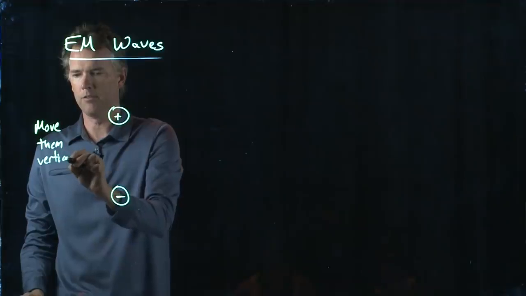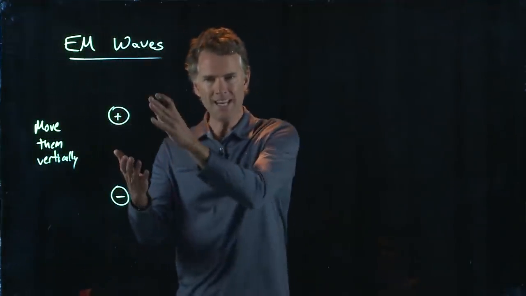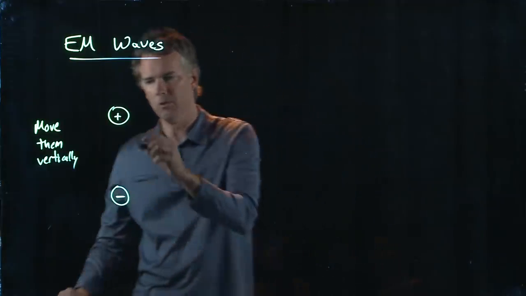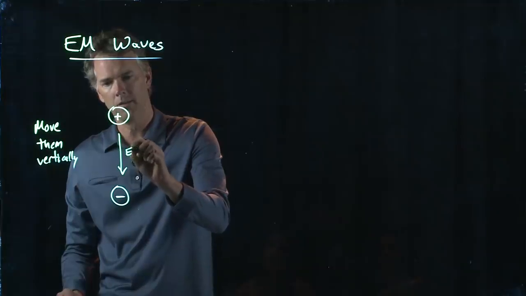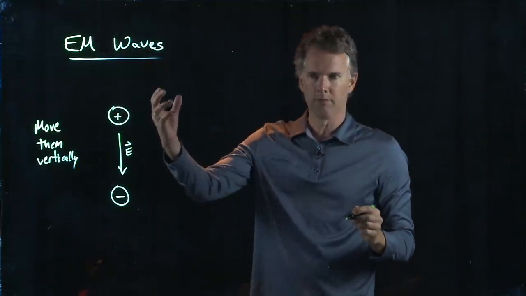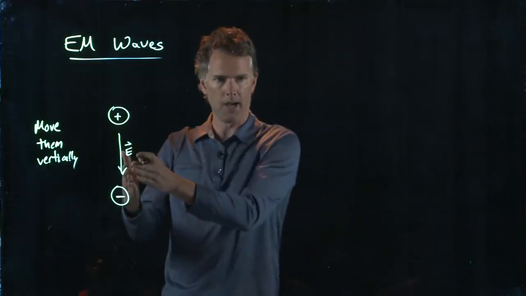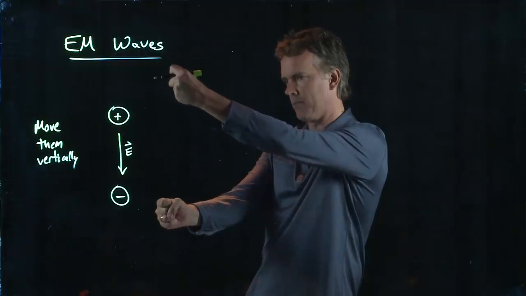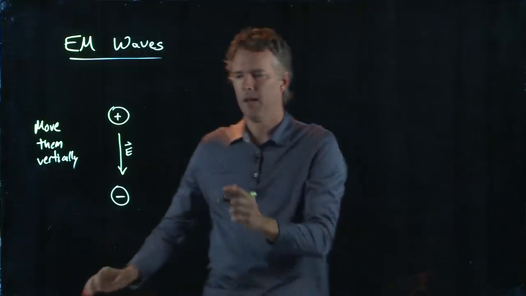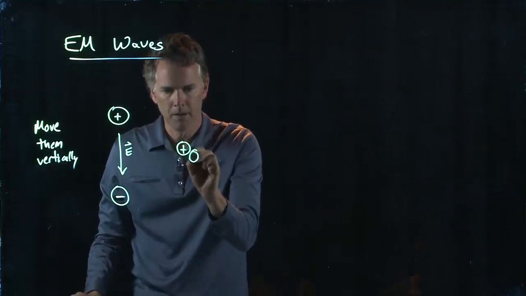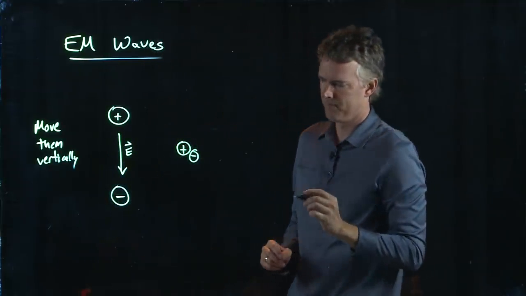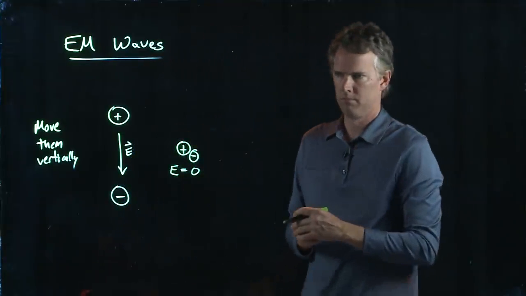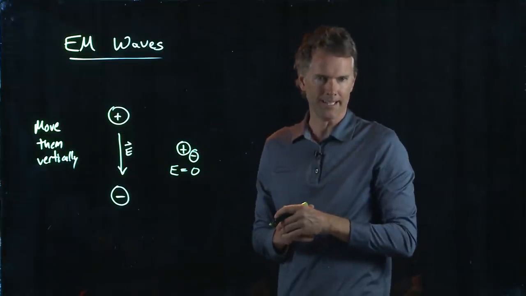Let's move them vertically and see what happens as a function of time. At one instant in time, they look like that. And if I think about the electric field in between these two, I know what it looks like. It's pointing from the positive to the negative. I'm just going to draw one line for simplicity. But now let's move them vertically. The plus is going to come down, the negative is going to come up. At some later time, they're nearly right on top of each other, and at that time the E field is essentially zero. There's nowhere I can draw an E field very cleanly.